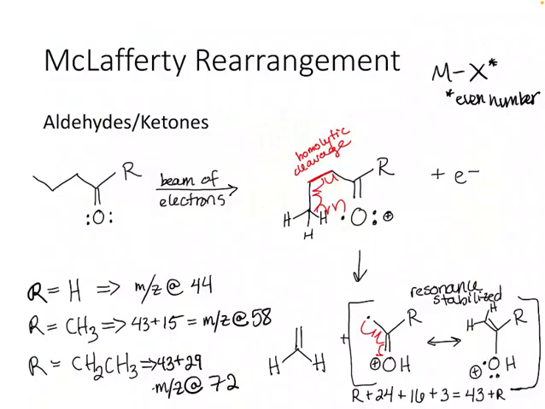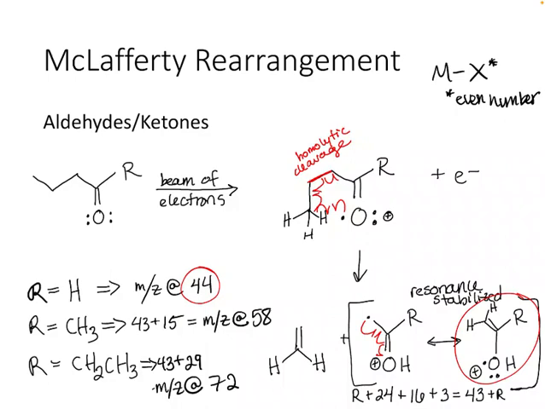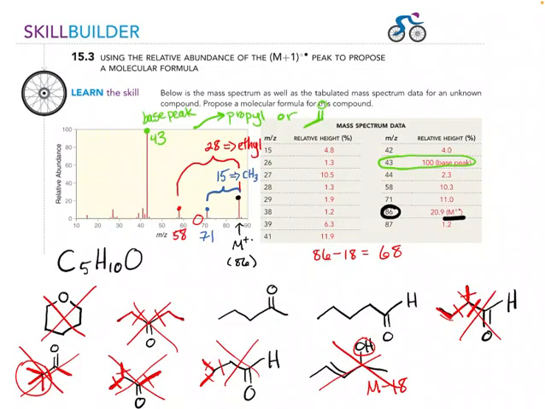Let's go back to our McLafferty rearrangement. So we know we have a carbonyl group. If the R group on our carbonyl there is a hydrogen, we would expect a peak at 44. But looking at our mass spectrum, our base peak is at 43. Okay, so that doesn't really make sense. If our R group is a methyl group, we would expect a peak at 58. So let's go back. Okay, so we do have a peak at 58.